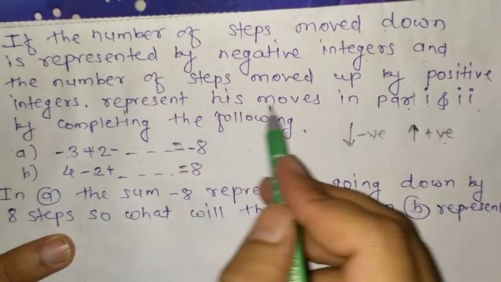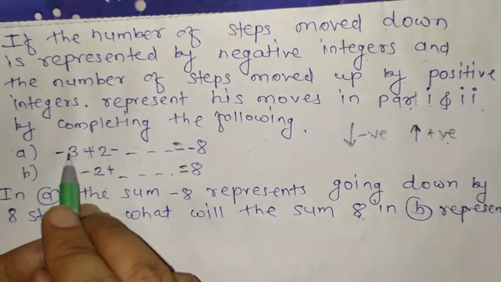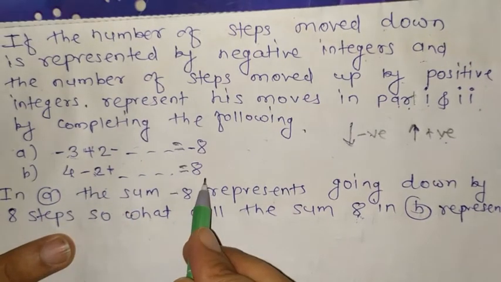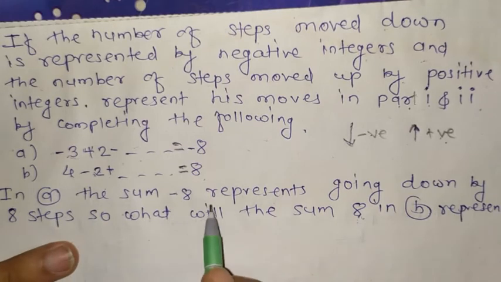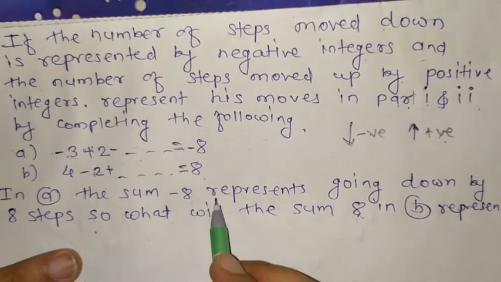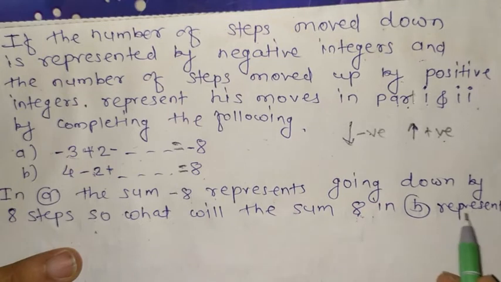There they have written: represent his moves in part 1 and 2 by completing the following procedure: -3 plus 2 and then 4 minus 2 up to 8. So here in A, the sum -8 represents going down by 8 steps. -8 means going down by 8 steps. So what will be the meaning? What will the sum 8 in B represent?